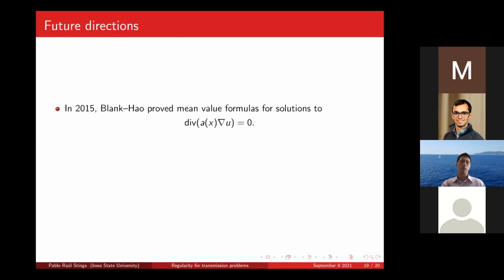Okay, that's it. So future directions, for example, if you want to do divergence form equations instead of just harmonic functions, using this idea of the mean value property. There are some mean value properties for these sort of equations proved by Blank and Hao in 2015. So that would be an idea to explore. The mean value sets, the sets where you have to do the averages, for the Laplacian are balls, but for these equations, they're more complicated sets. But that would be an idea to explore.